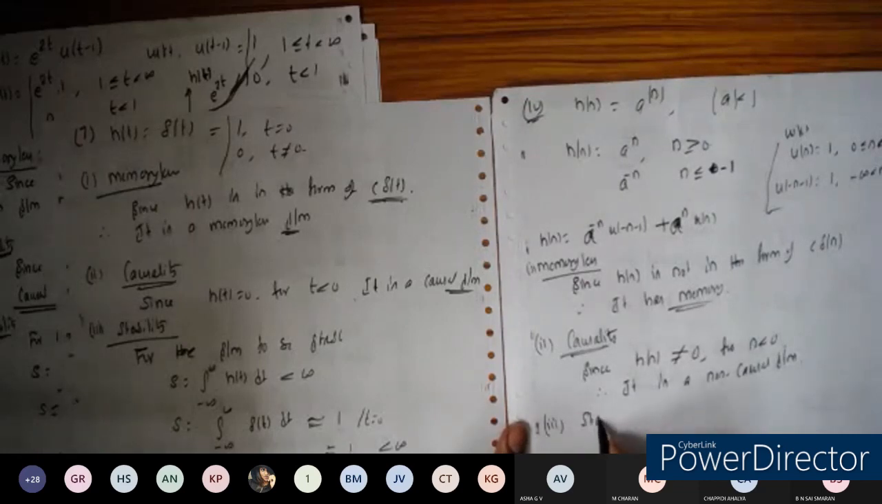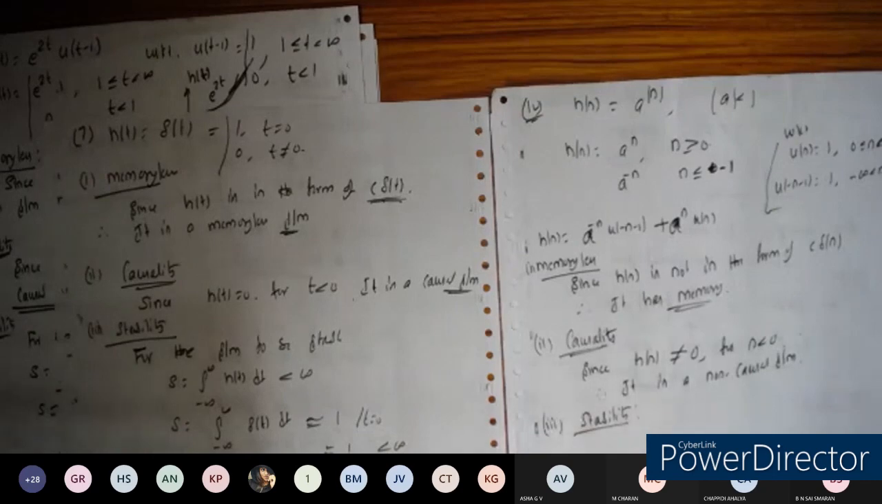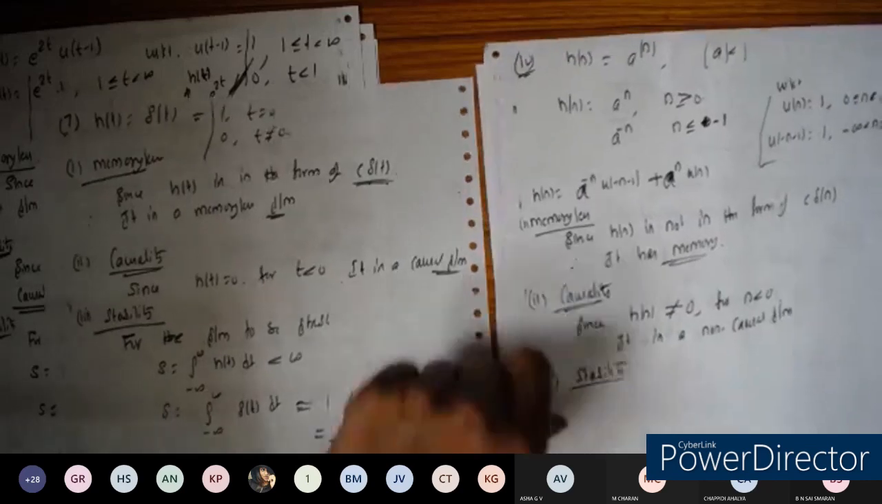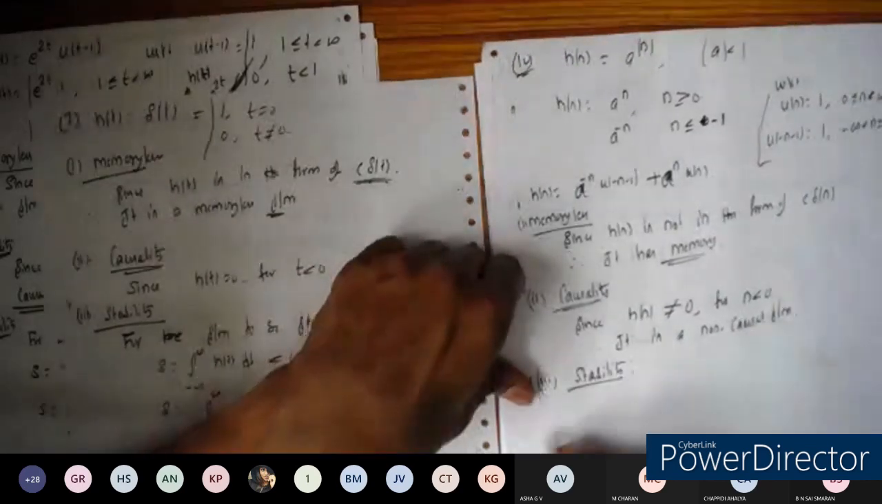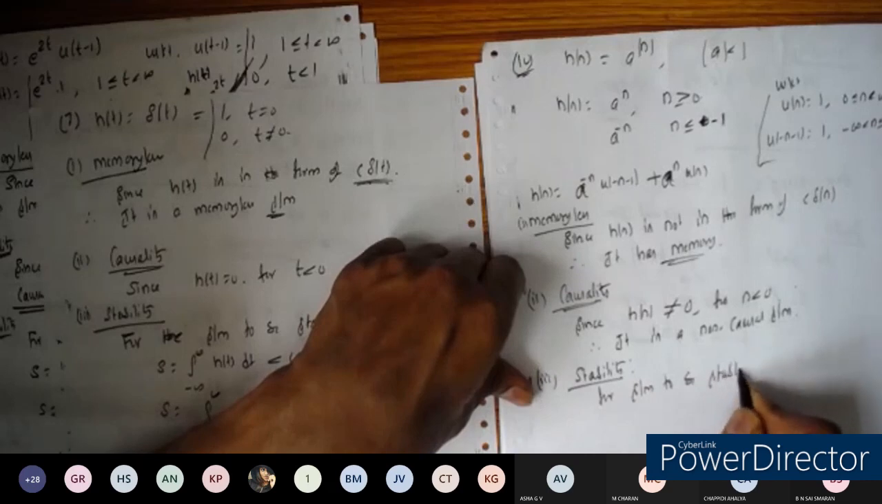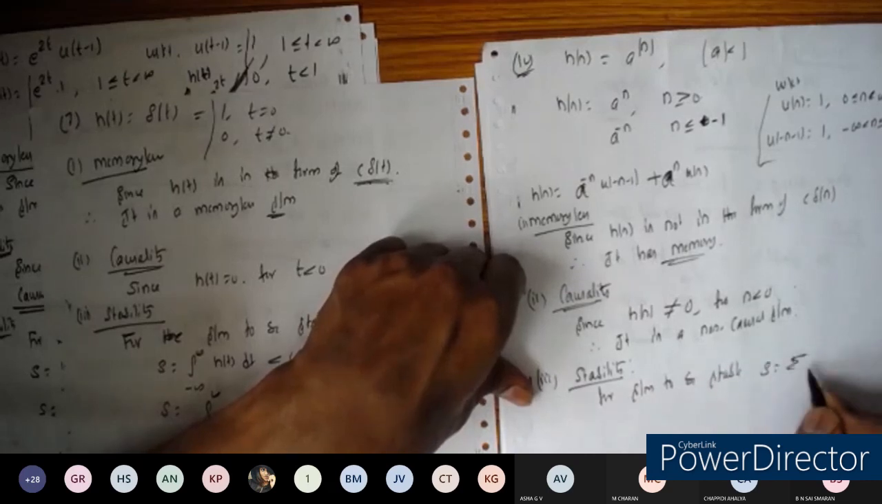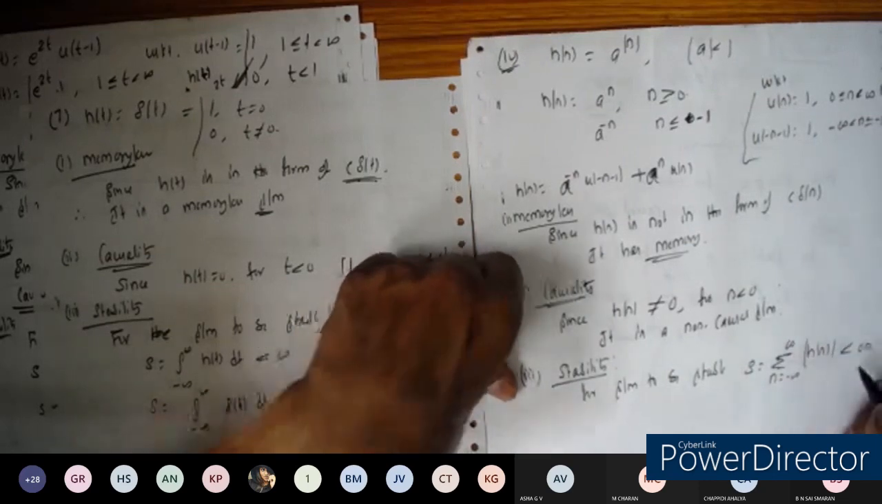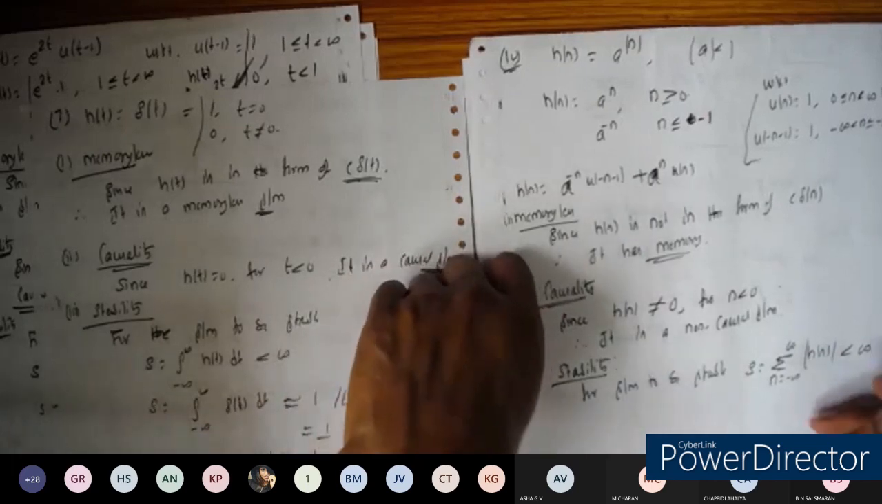Okay, so let us go for stability. Let us take the stability property here. For the system to be stable, the condition is that, since it's a discrete time signal, the summation from minus infinity to plus infinity of the magnitude of h of n should be less than infinity.